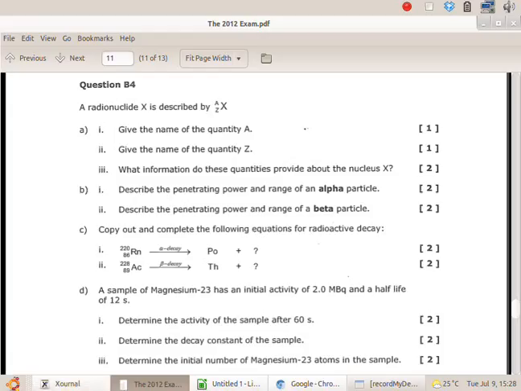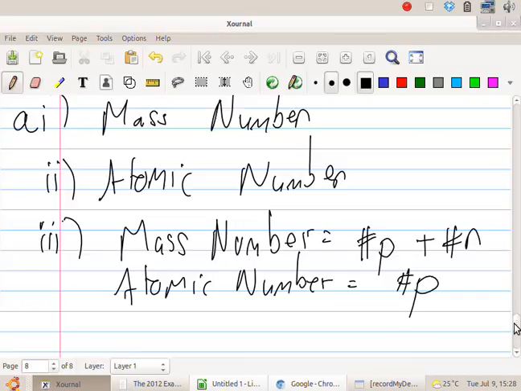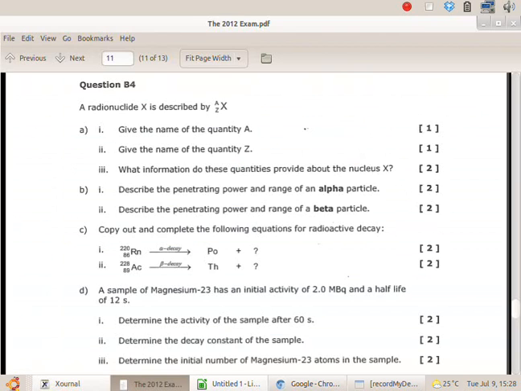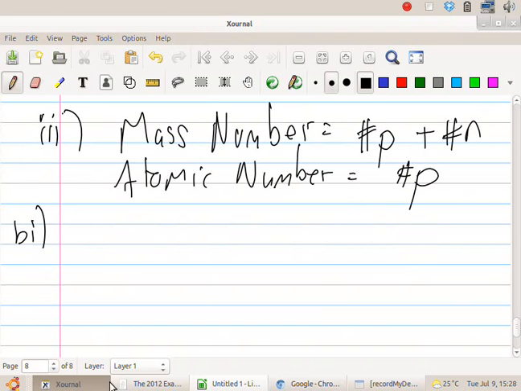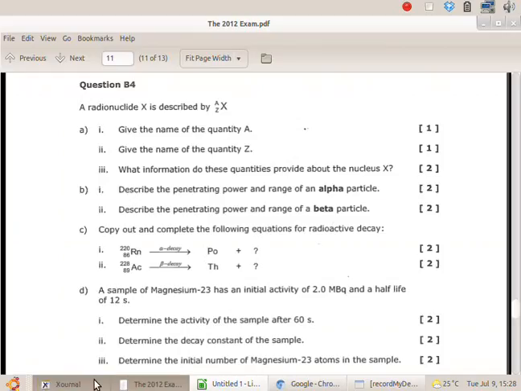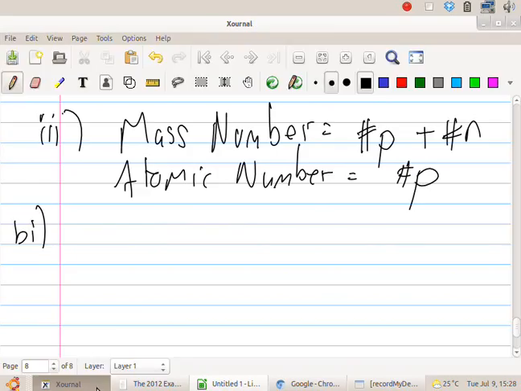All right, fine. 4 marks. B1, describe the penetrating power of alpha, and then B2 of beta. So I think a little bit more than just weak or strong. So the first one is alpha. Can alpha even pass through paper? Yeah, I think thick paper will pretty much stop alpha, wouldn't it?